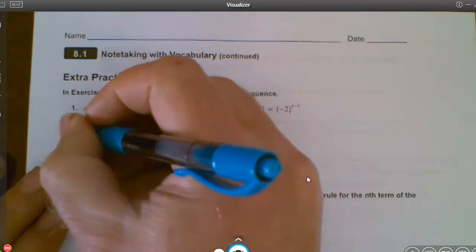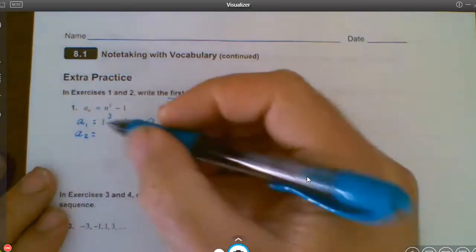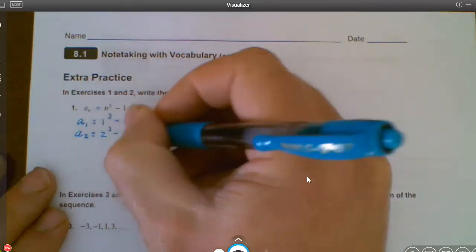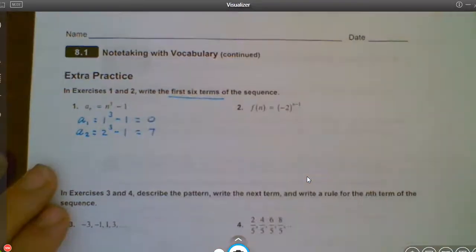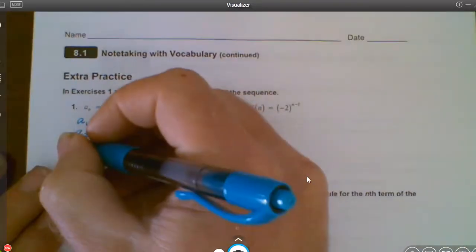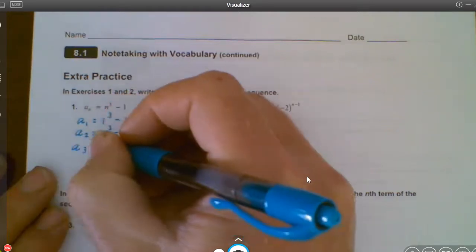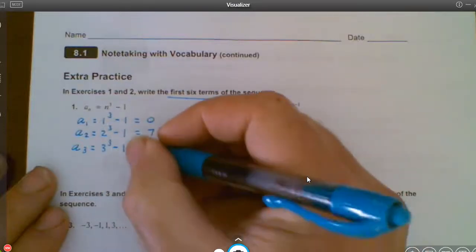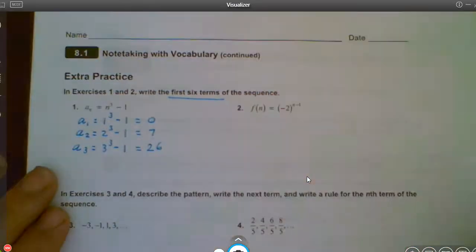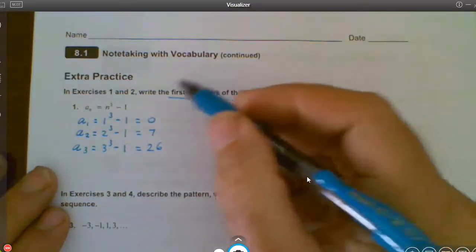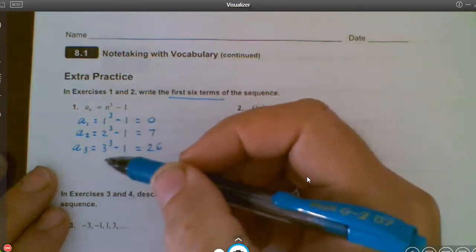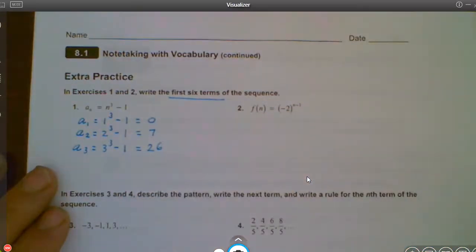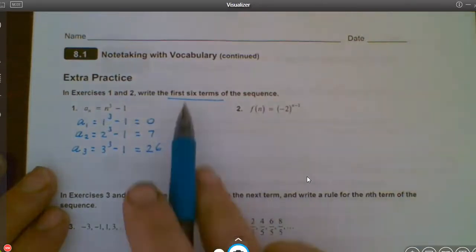If I want to find the second term, then I'm going to plug in a 2 for n. And if I simplify that, that tells me my second term is 7. If I want to find the third term, then I plug in a 3 for n. And 27 minus 1 is 26. So they want us to do that for the first 6 terms. So I would have to plug in a 4 to get the fourth term, 5 to get the fifth term, 6 to get the sixth term, on and on and on. So you get the idea. So that's how we find the first 6 terms of the sequence.